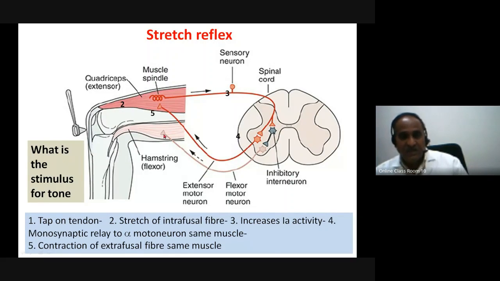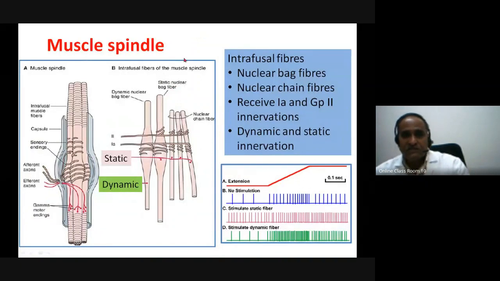Say, for example, bending of the knee: the hamstring muscles are to be relaxed, and the quadriceps is partially contracted. So that is what the stretch reflex is. This is the primary reflex arc for the muscle tone. I mentioned a muscle spindle. I will just revise what this muscle spindle is.